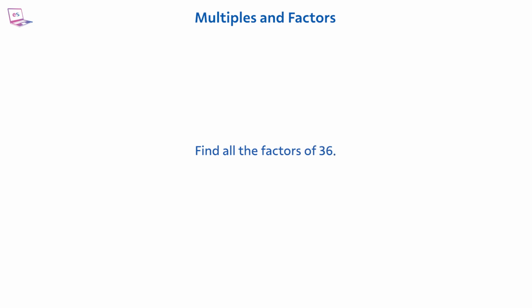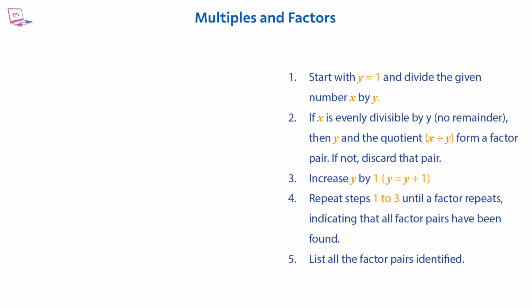Find all the factors of 36. Let's follow the 5-step procedure. Here, the given number is 36, and let's start with y equals 1. Divide 36 by y, 1. Is 36 divisible by 1? Yes. 1 times 36 equals 36. The factor pair is 1, 36.